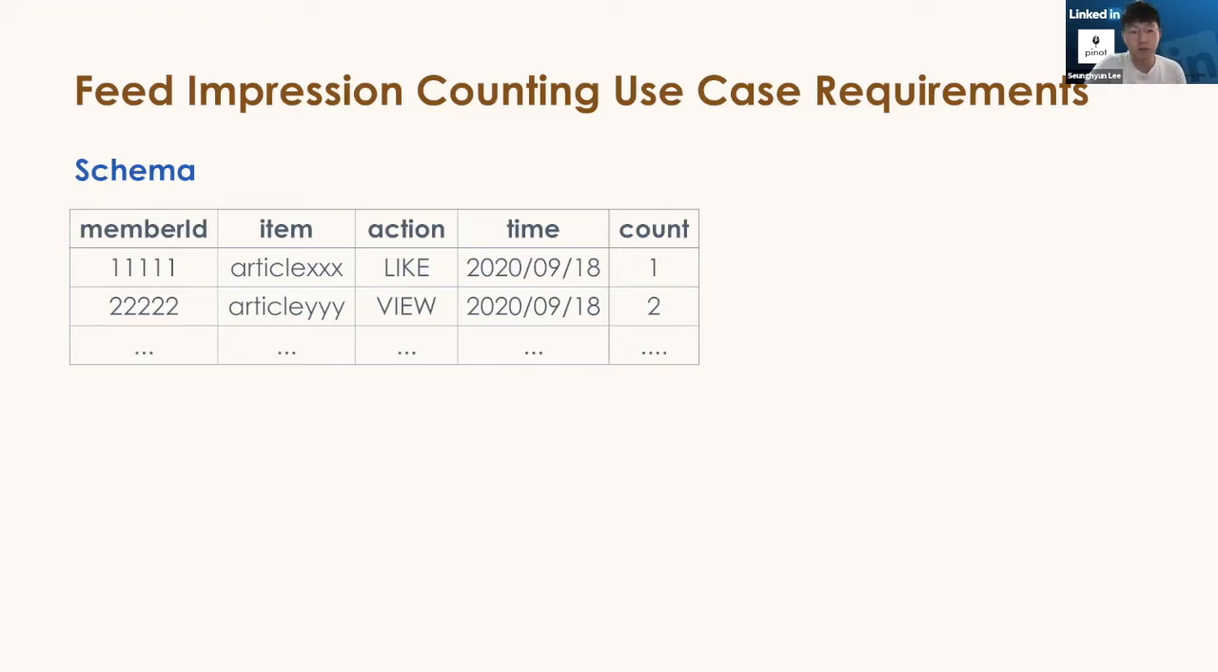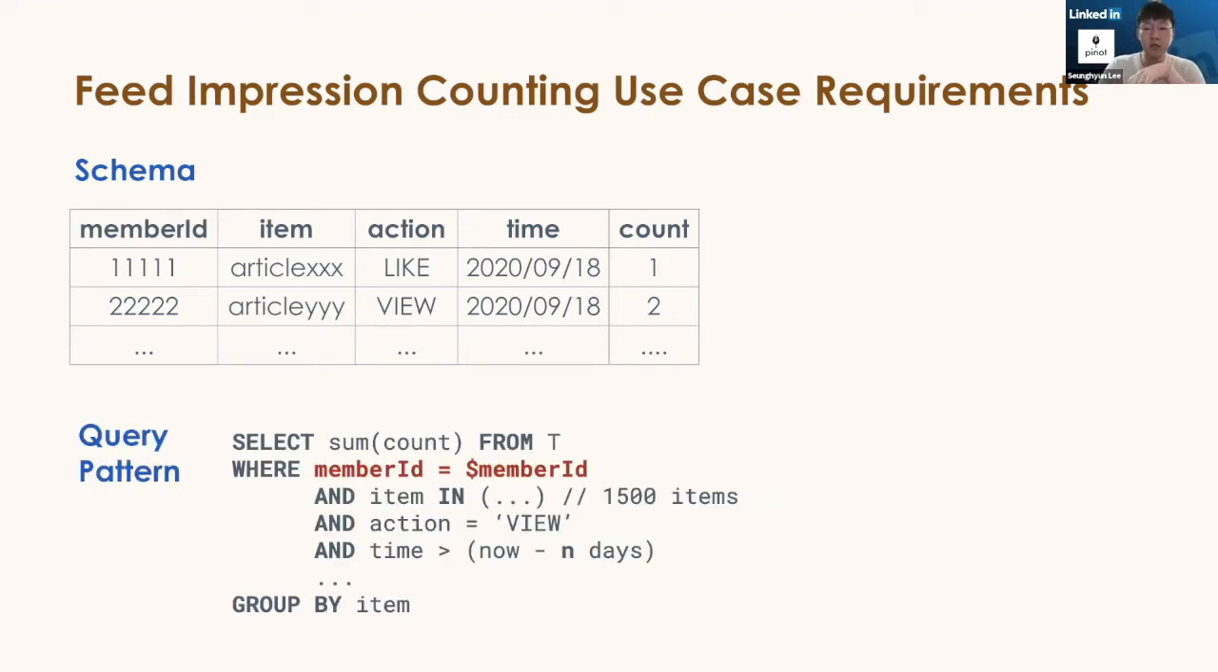The schema is pretty simple. The table has the member ID, item, action, timestamp, and count columns. And the query pattern is pretty much fixed, but each production query would fill in different member ID and item values. As you see in the SQL query on the screen, the query basically computes the impression counts for items over a sliding time window. And it also has some extra filters.